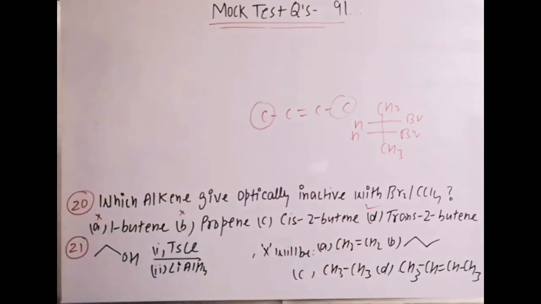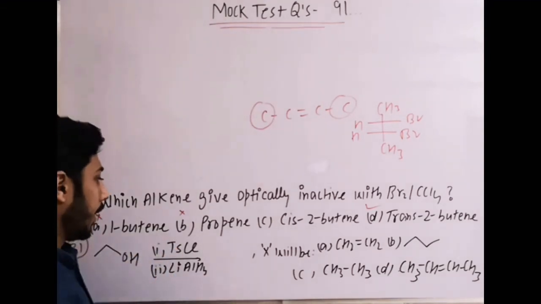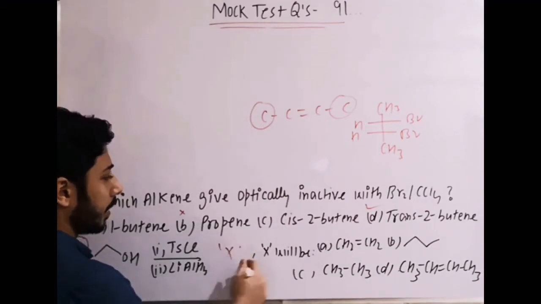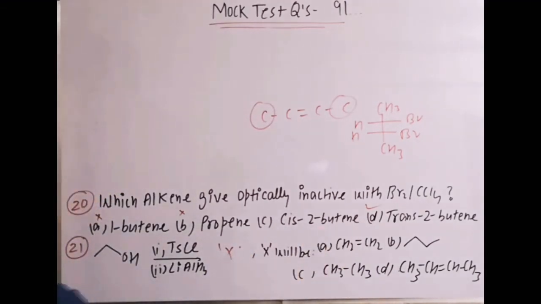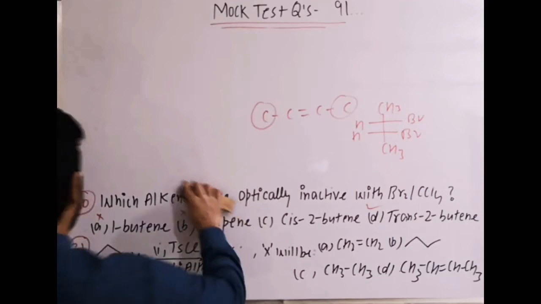So that trick, if you use it, is a point that you should be able to identify. Next question is, this is the alcohol with TsCl and lithium aluminum hydride. Find out X. This compound you have to find, this is X. These are the options given. Think about it, I am answering it.